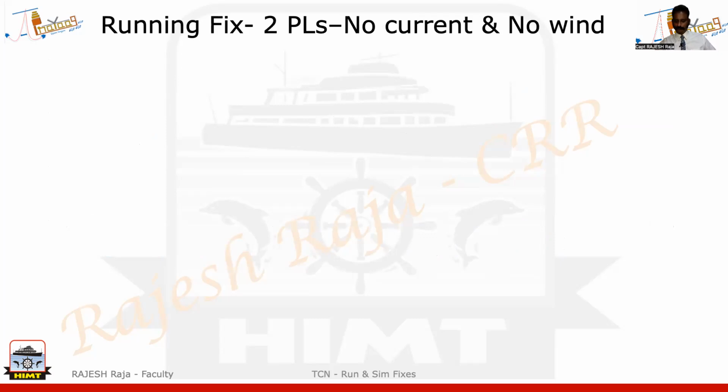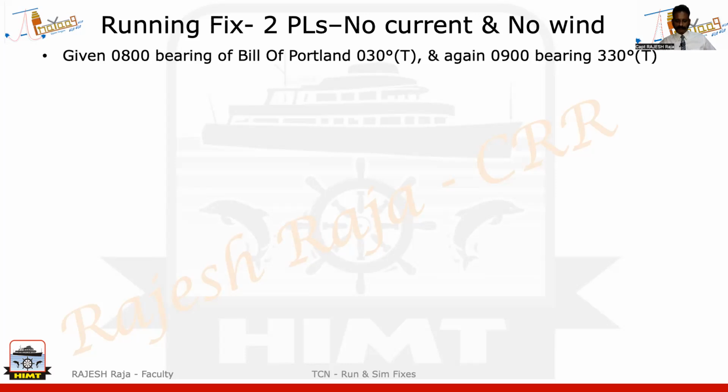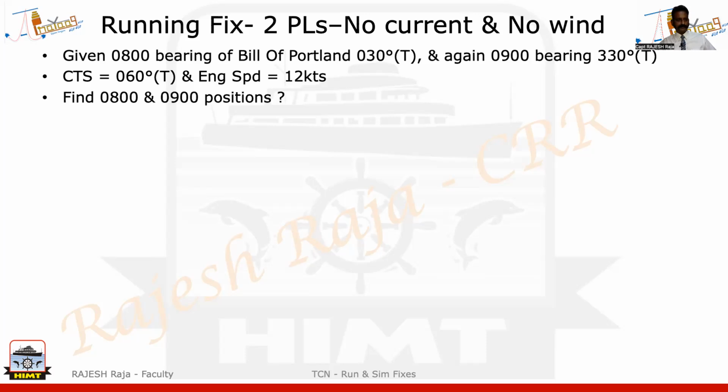So there's no current, no wind. It's always best for me to start with a small example. Let us say a vessel was sailing and Bill of Portland at 8 o'clock was bearing 030 true. And again, the same lighthouse was bearing 330 degrees true at 9 o'clock. During this time the CTS was 060 and let us say the engine speed was 12 knots. The question is to find both the 8 o'clock and 9 o'clock positions.